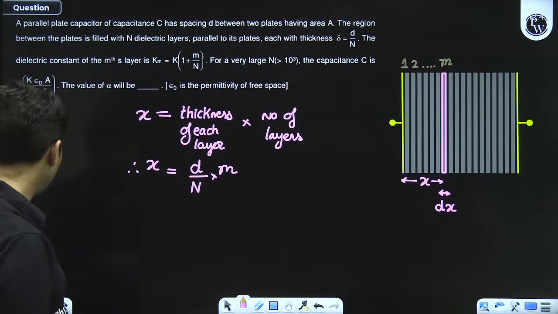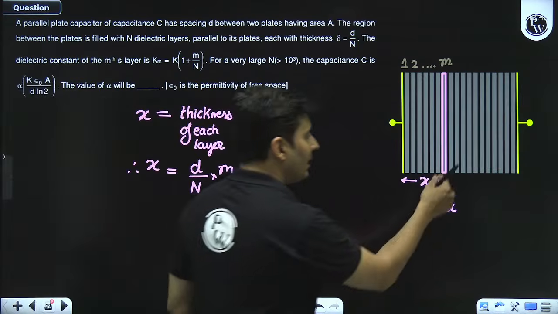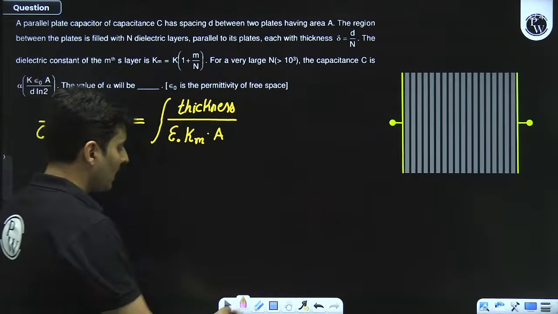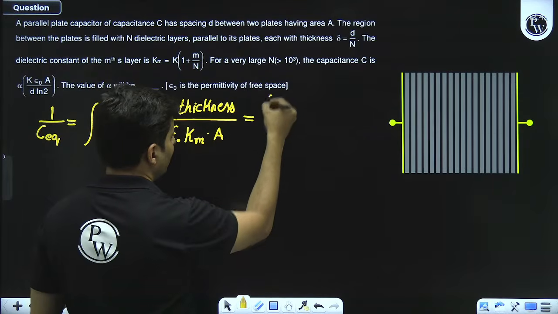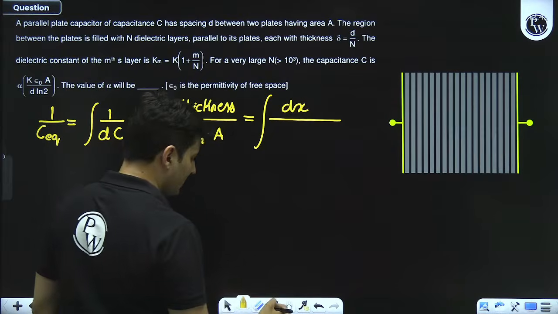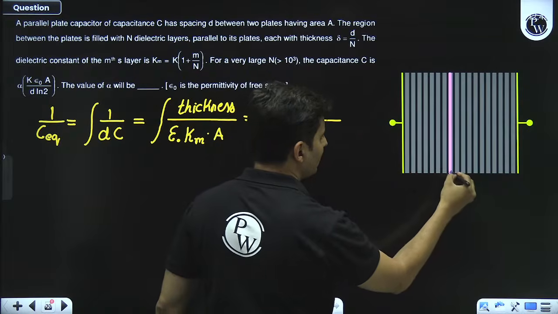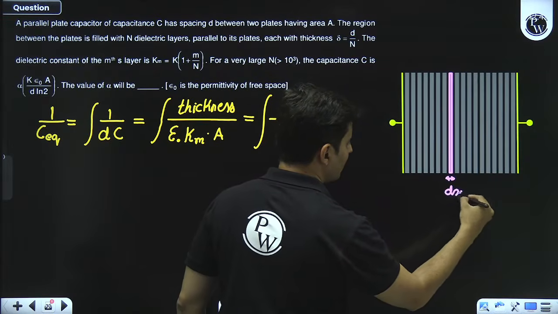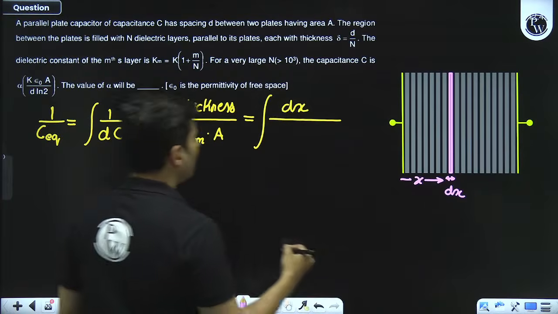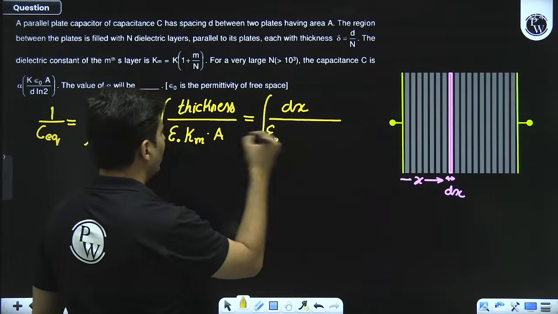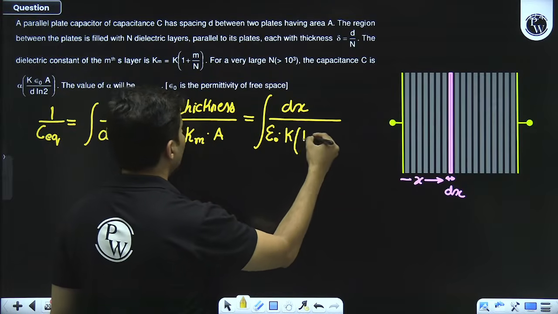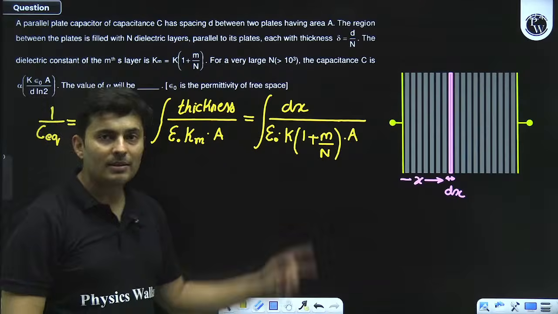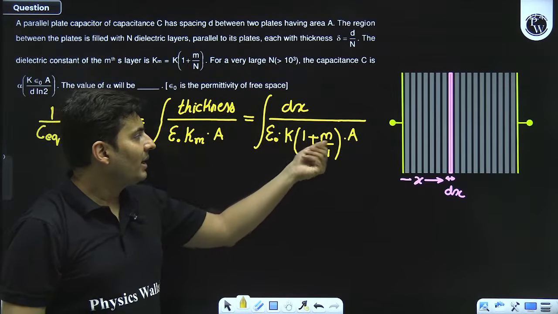Okay, sir. Let me keep this aside. Let me come back over here. By the way, this thickness which I am telling is right now dx. So if I come back over here and start substituting everything, this will be nothing but integration of dx, because I have taken some random place and small thickness over here, which is nothing but dx at this particular x, and this is nothing but your epsilon naught. K will be nothing but k into 1 plus m by n, and this multiplied by A. Okay, but still there is a problem. The problem is dx is there. You might be wondering, how do I integrate it?